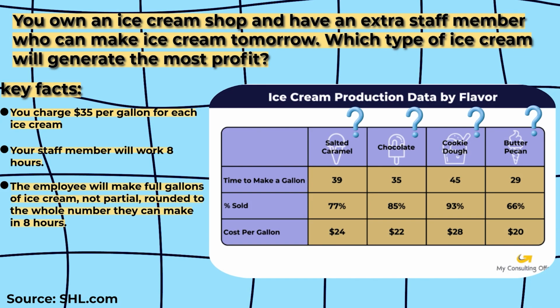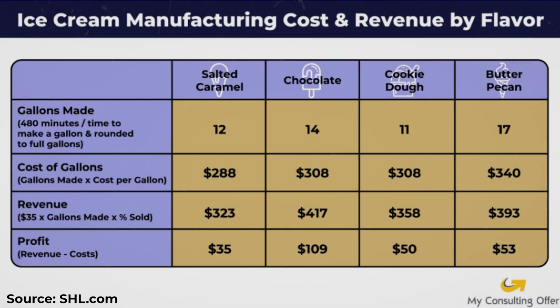Welcome back. Let's solve this together. So the correct answer is chocolate, and you will earn $109 in profit. Did you get the correct answer? If not, don't worry. Just do a lot of practice and you'll surely pass this.